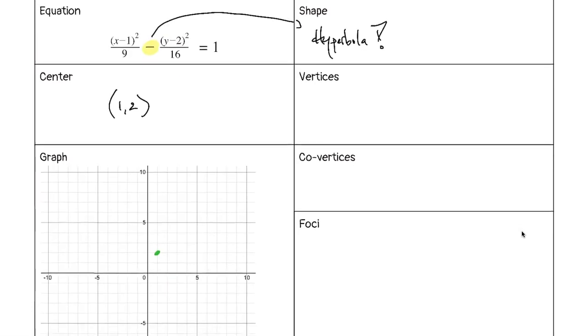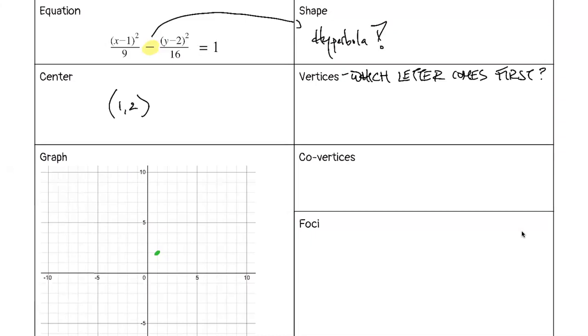All right, now, remember for ellipses, I was like, which one is further away? That one is the vertex. Which one is closer? That one is the covertex. For hyperbolas, it's a different way of deciding which one's the vertex, okay? Here's how we decide. In the equation, which letter is first?